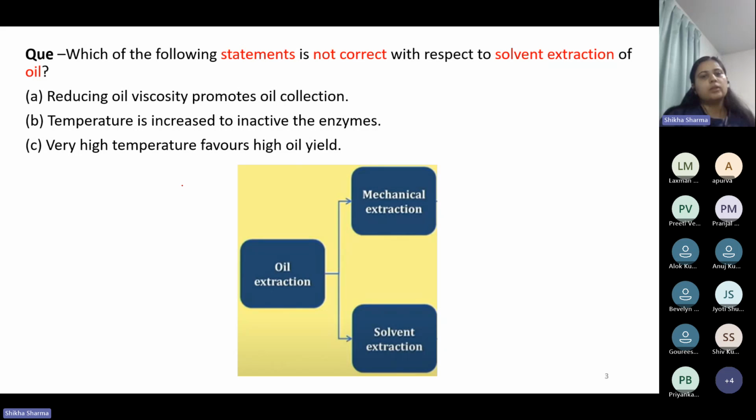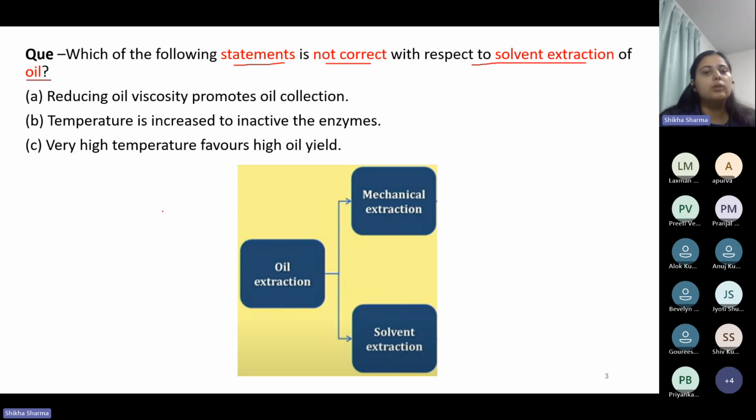So this is today's first question, which asks which of the following statements is not correct with respect to solvent extraction of oil. Option A says reducing oil viscosity promotes oil collection. Option B says temperature is increased to inactivate the enzymes. Option C says very high pressure and temperature favors high oil yield.